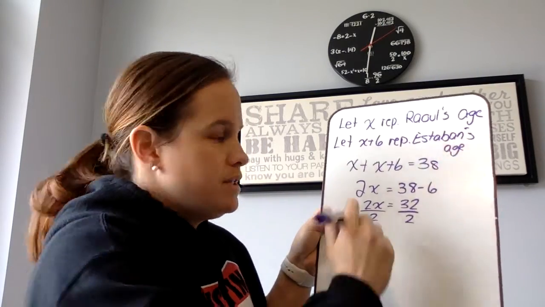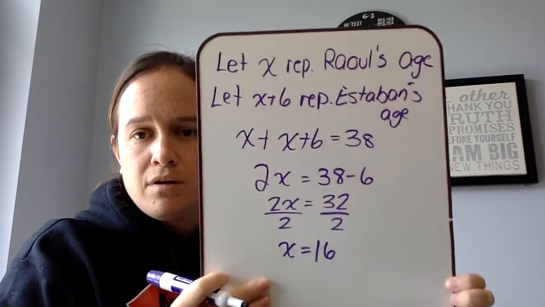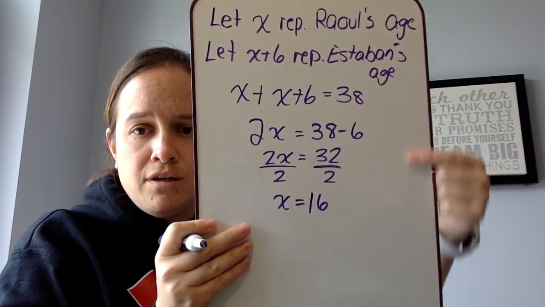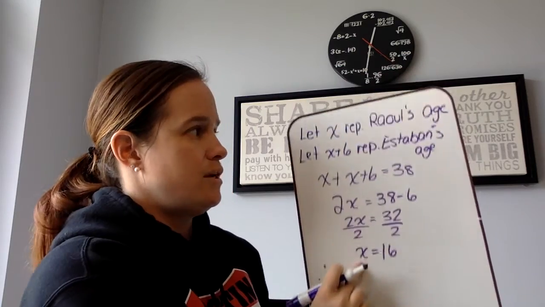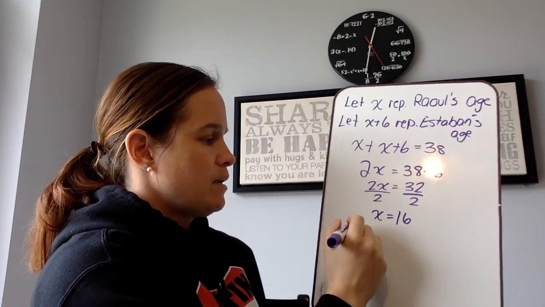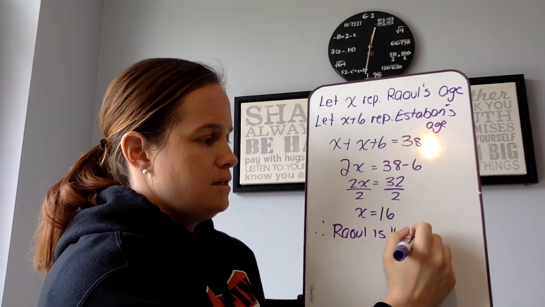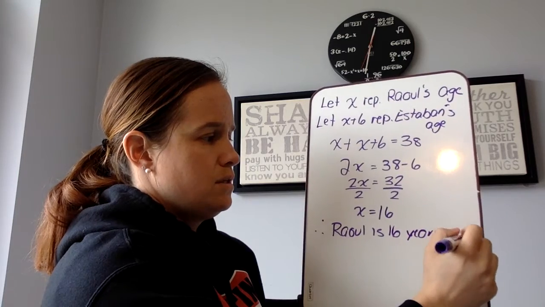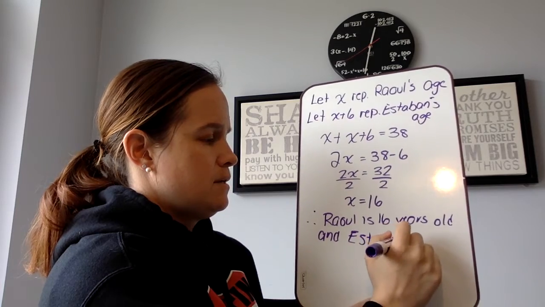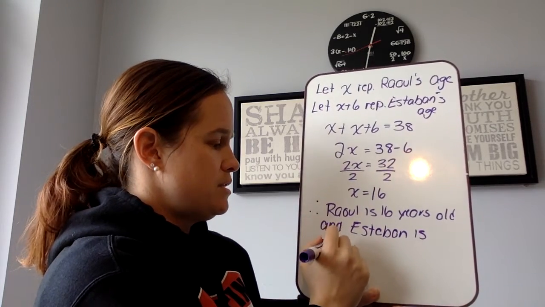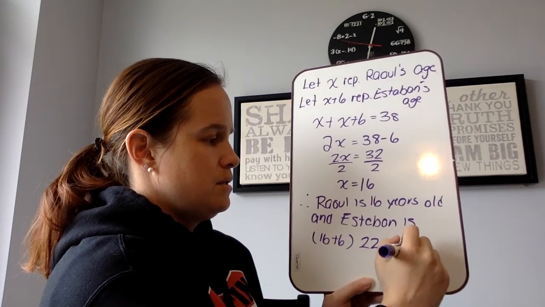32 divided by 2 is 16. X is equal to 16. So, let statements, equation, solve the equation. Then you're going to do your therefore. So who does X represent? Well, X represents Raul's age. So therefore, Raul is 16 years old and Esteban is, and then you can sub your 16 plus 6 and get 22 years old.